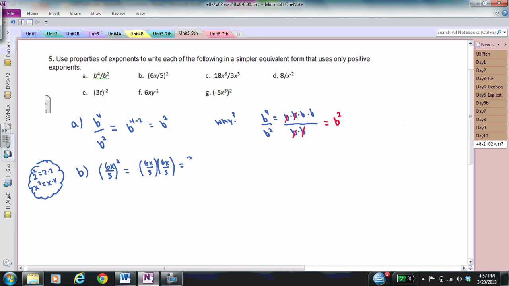Now we just multiply. 6 times 6 is 36. X times x is x squared because we add the exponents, and 5 times 5 is 25. So that's our answer there.